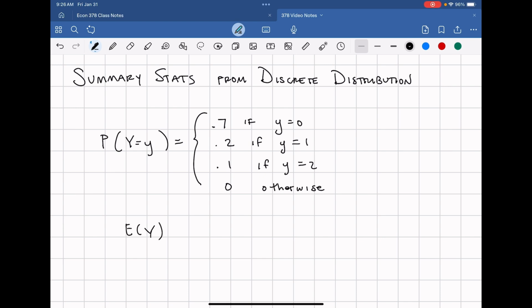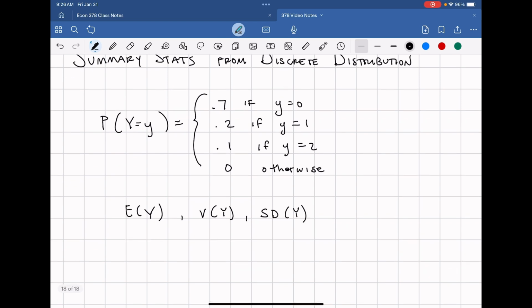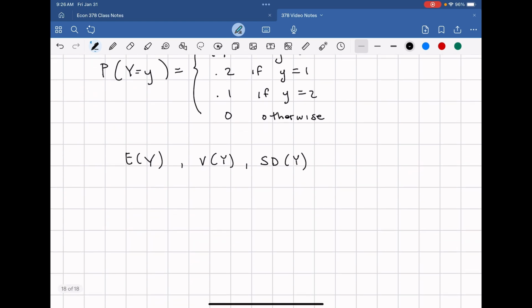Now we could use the variable x, but in this case our random variable is defined as y. The variance of y and the standard deviation of y. So that's what we want to calculate. So let's go ahead and start with the expected value of y.